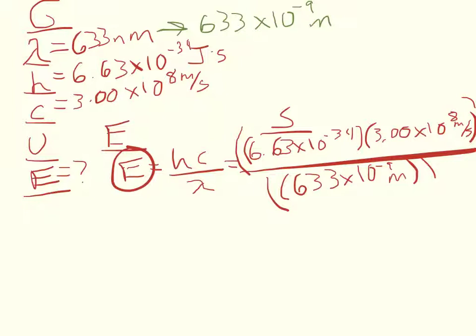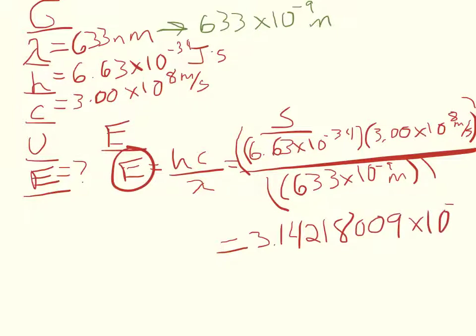So when you solve this, you get an answer in your calculator of 3.14218009 times 10 to the negative 19th. And because it's an energy, and we used Planck's constant, this is going to be in joules. But we can't just leave it at that. That's not what we're going to plug in.